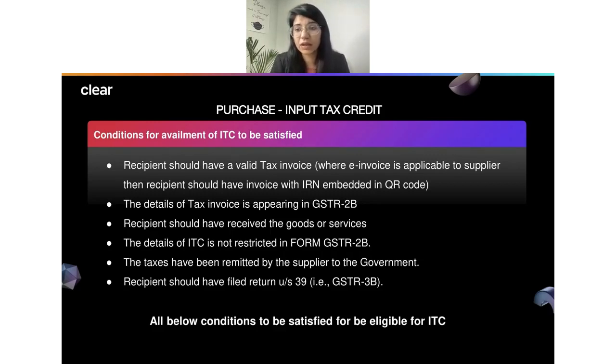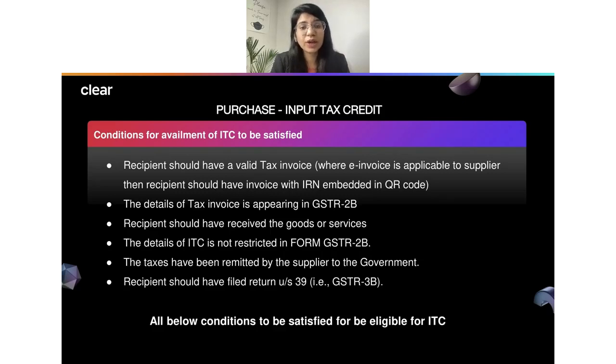But here, not only this, it has also become important how we are reporting this ITC in our GST 3B. And when we talk about the reporting of ITC in GST 3B, from the August return period, they have changed the way we report that ITC. There used to be one way before, but after that they have changed it.